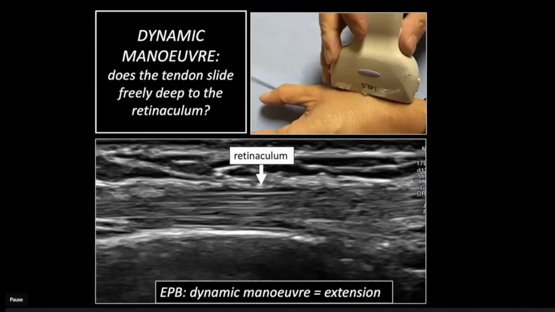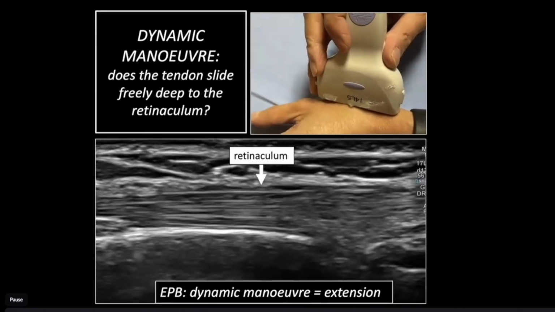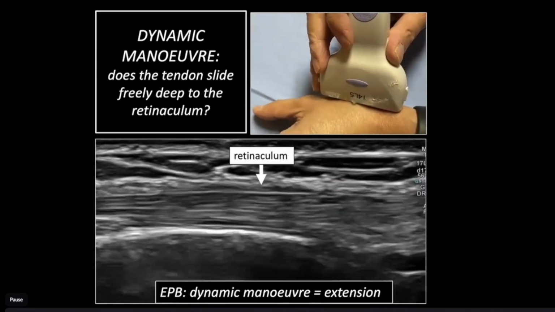Dynamic maneuver for compartment 1 would be done at the wrist, and you're watching to see if the tendon slides freely deep to the retinaculum.